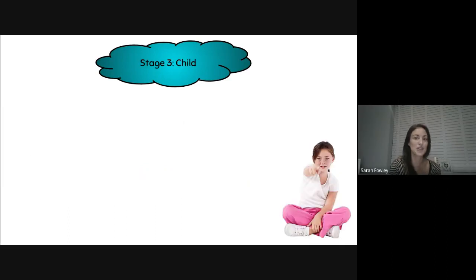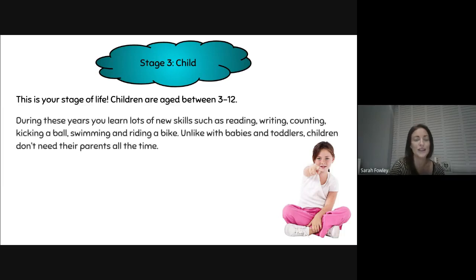Stage 3 is a child. This is your stage of life. Children are aged between 3 and 12. During these years, you learn lots of new skills such as reading, writing, counting, kicking a ball, swimming, and riding a bike. And of course, lots more. Unlike with babies and toddlers, children don't need their parents all the time. Remember this when you're doing your quiz at the end of this lesson, okay?